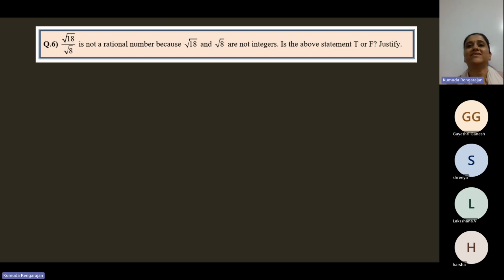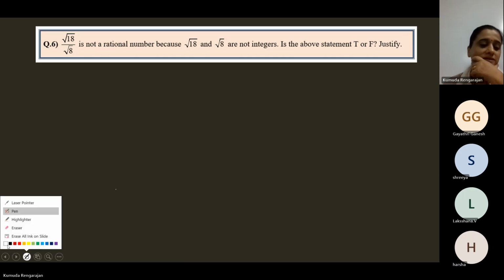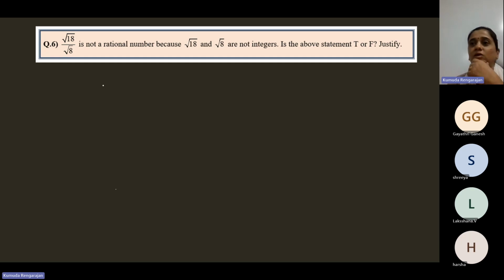How many of you say true? How many of you say true? 1, 2, 3, 4. Online children, is the statement true or false? True. True. Okay, so it's not like that.